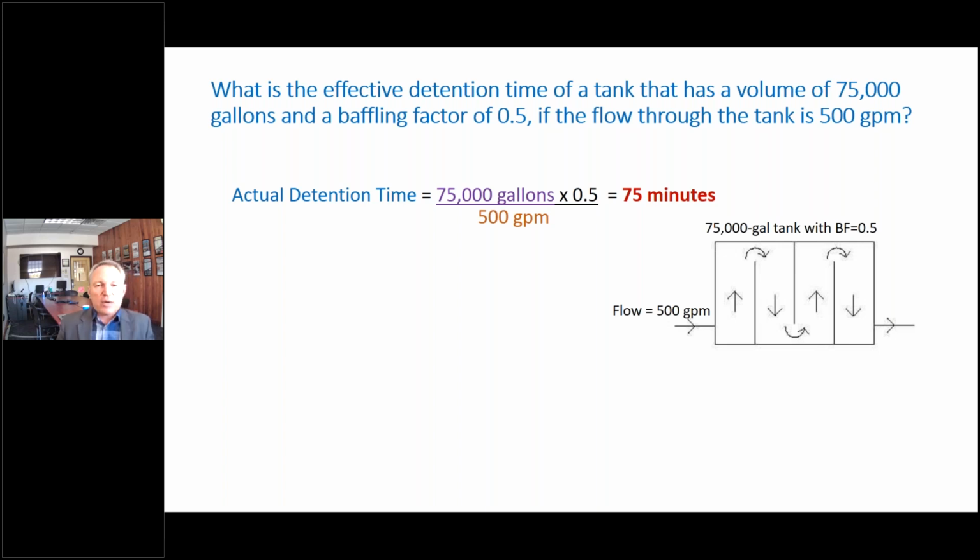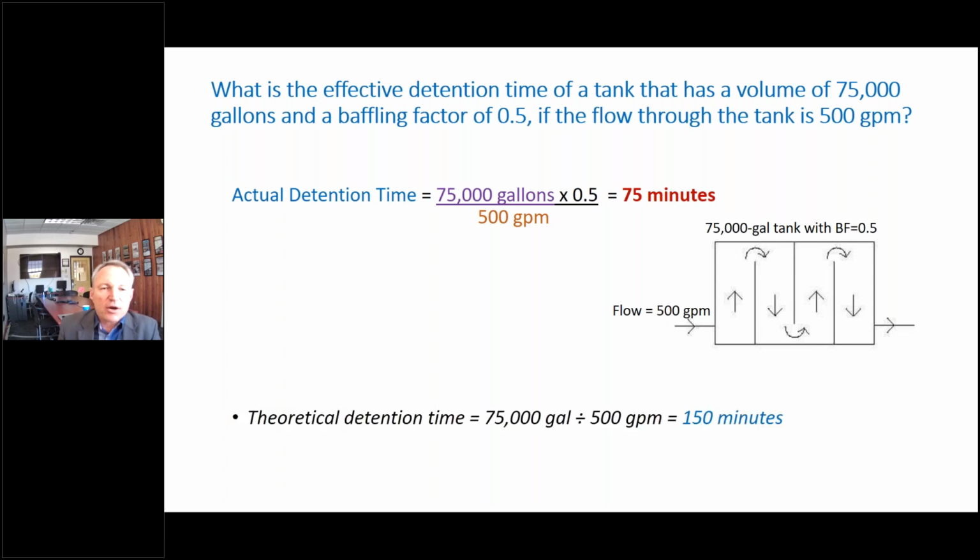So in that CT equation, concentration times time, our time is going to be the 75 minutes. Now, just to compare, the theoretical detention time would have been 150 minutes. So we're getting credit for only half of that tank, but it's more realistic because of the potential for short circuiting.